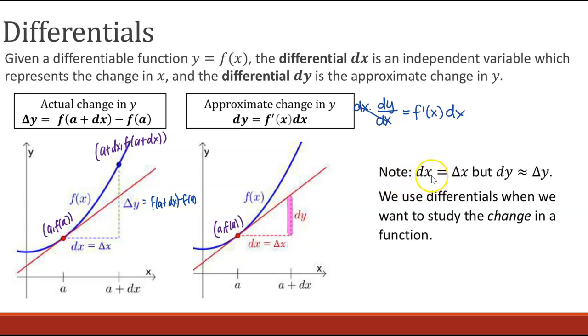So note, as I mentioned, dx is equal to delta x. So this distance here on the x-axis, dx and delta x are interchangeable. But dy is approximately delta y. Ideally, we would want delta y, the actual change in the y values if you change the input on the x-axis, but we'll settle for dy, the approximation, using the tangent line. So we use differentials when we want to study the change in a function.